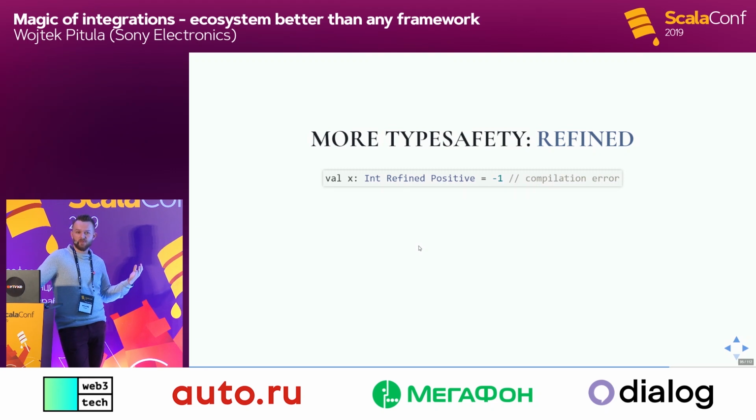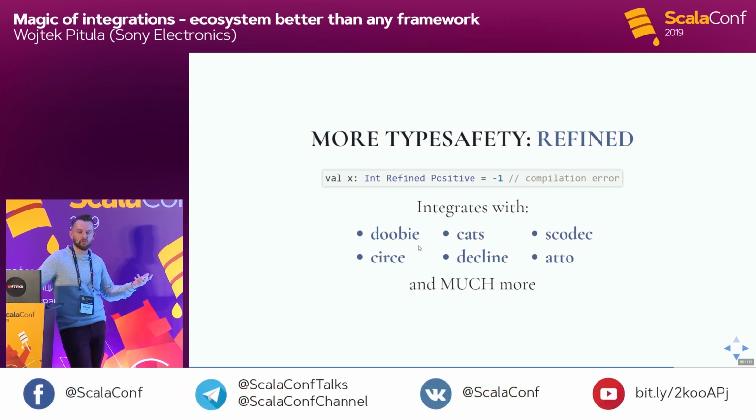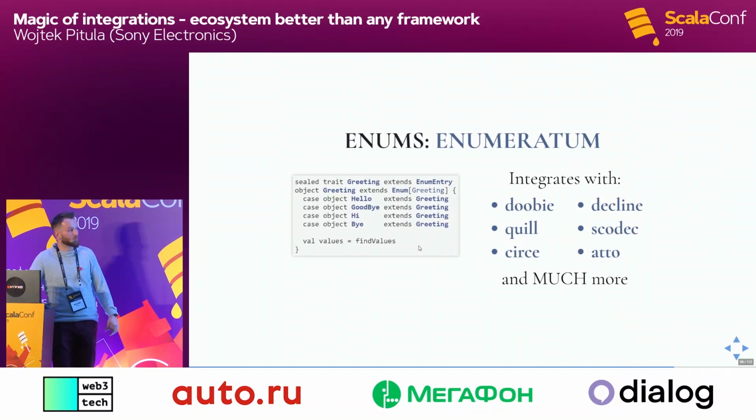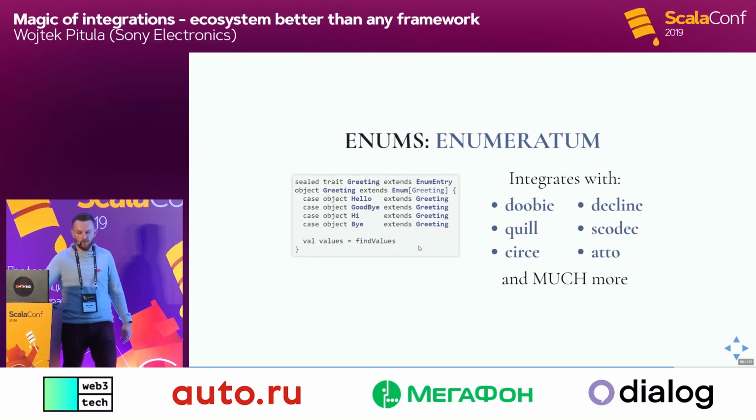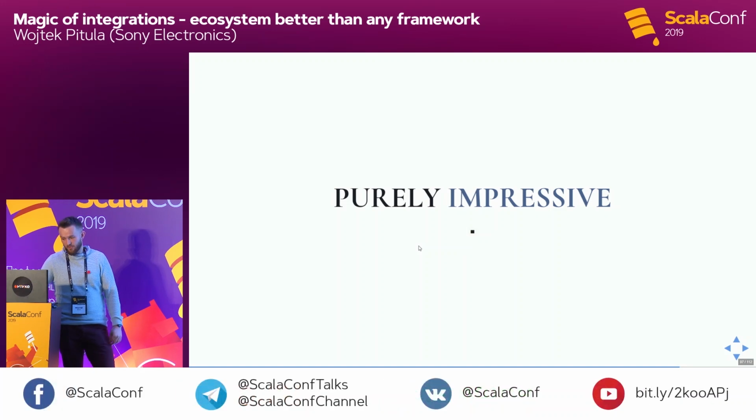Maybe you want to get more type safety into the equation, so you have the refined library for keeping stuff positive. But then you need to teach these other libraries how to use that. It turns out that almost everything is already integrated with refined, and you can use it with a single import, probably. The same applies to Enumeratum. When you want to declare enums before Scala 3 comes, you probably want to use that. It also integrates with almost anything. And this is purely impressive.